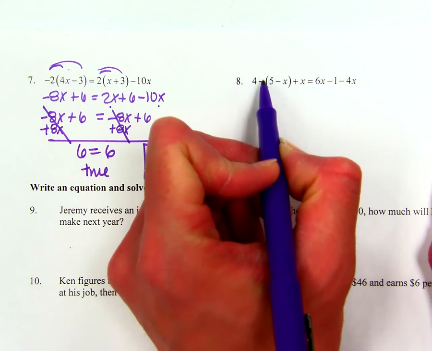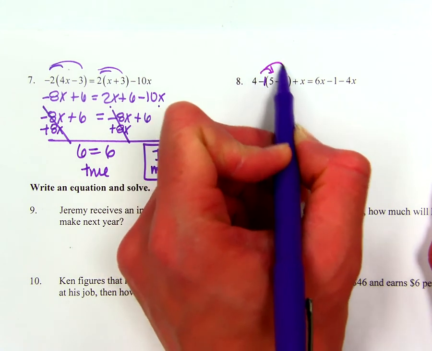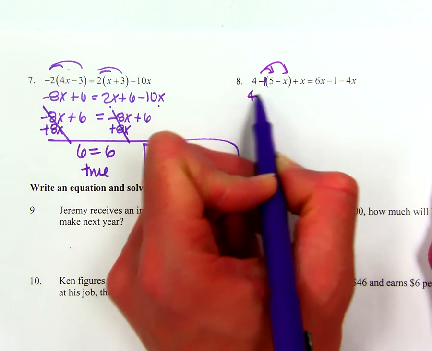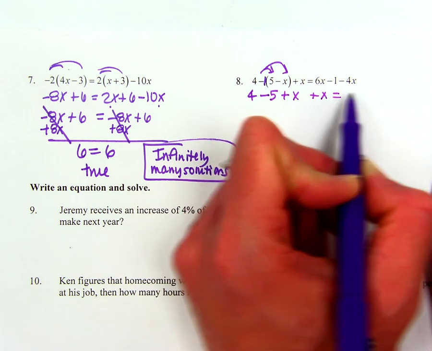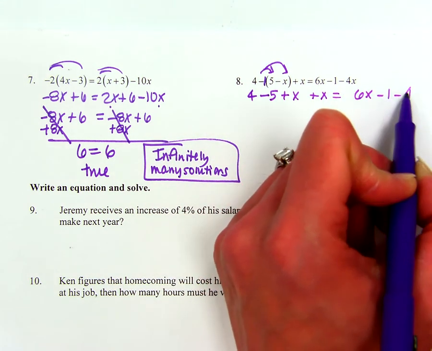All right, number 8. This is a negative 1 that I'm distributing. If you need to write that in, go ahead. Just bring down the 4, though. So we got negative 5 plus x equals 6 minus 1 minus 4x.